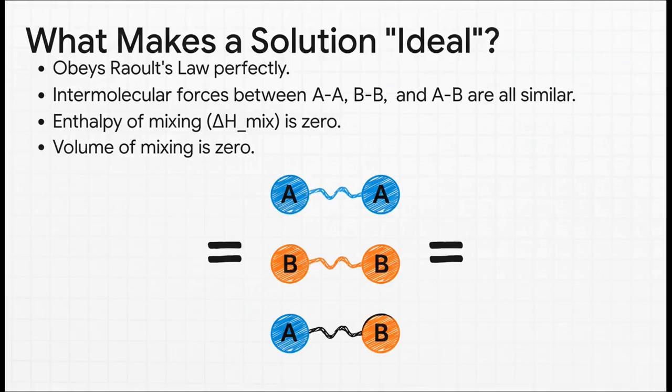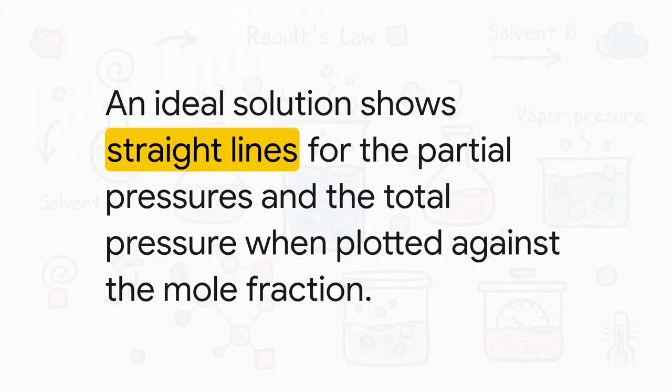When you mix them, no heat is created or absorbed, and the final volume is exactly the sum of what you put in. No shrinking, no expanding. And when you plot this on a graph, an ideal solution looks beautiful. You get these perfect straight lines. See, as the mole fraction of a component goes up, its partial vapor pressure increases in this perfectly predictable linear way. And that top line, that's just the total pressure, which is simply the sum of the two partial pressures below it. It's clean, it's predictable, it's, well, ideal.